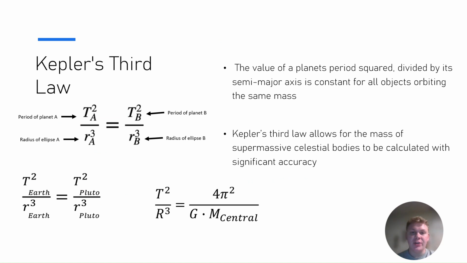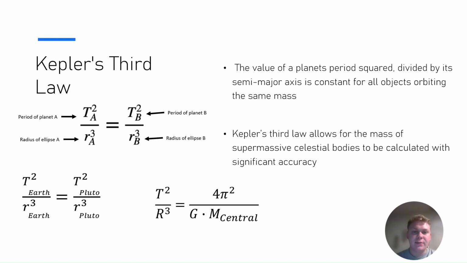Kepler's third law shows that the time it takes a planet to complete one full revolution, or its period, squared, divided by the semi-major axis of that planet's orbit, cubed, is constant for all objects orbiting the same central mass. This means that the period of Earth, squared, divided by the semi-major axis of Earth's orbit, cubed, is equal to that of, say, Pluto's period, squared, divided by its semi-major axis, cubed. When this calculation is performed with any object orbiting a single central mass, the resulting number will be constant for all objects.